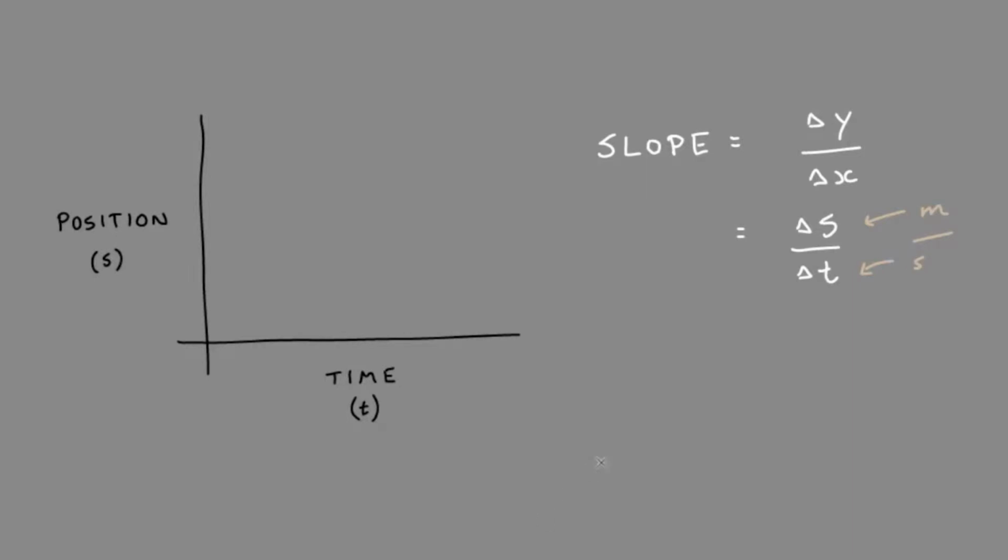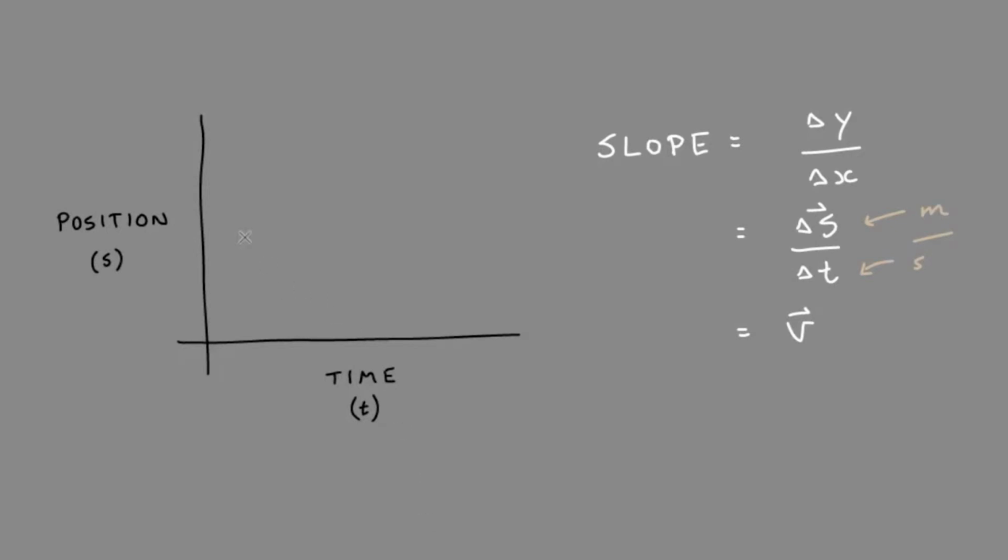Think about whether position is a vector or a scalar. Position is actually a vector. If we have a vector, this is not speed, this is actually velocity. Velocity is the vector equivalent of speed, where speed is a scalar quantity.